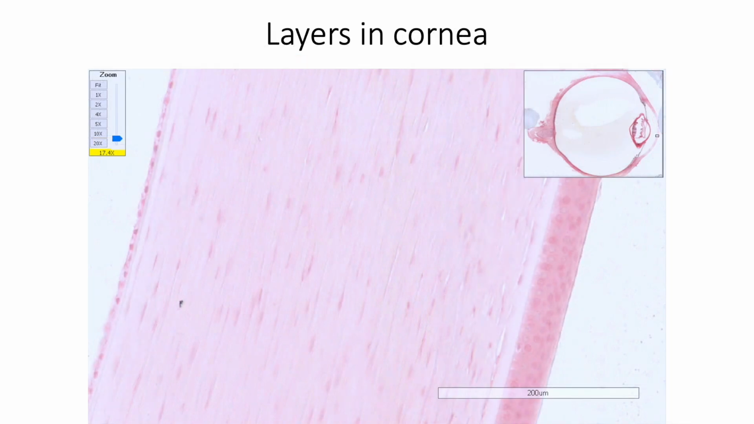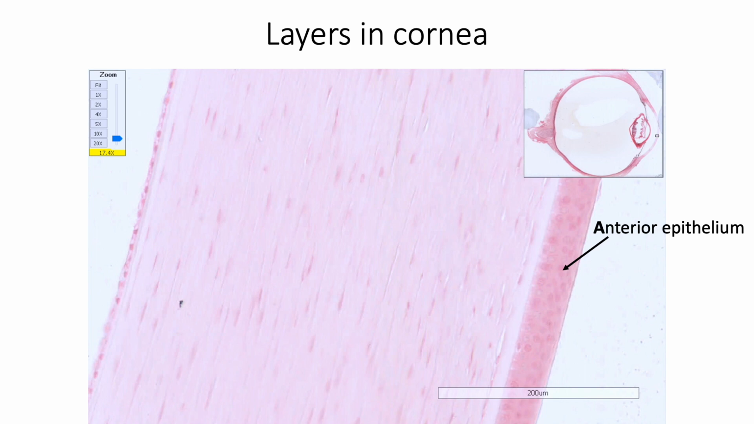The outermost layer is the anterior epithelium made of stratified squamous non-keratinized epithelium. It shows about 5 to 6 layers of cells. Basal cells are the low columnar cells with round or oval nuclei, followed by 2 to 3 layers of polyhedral cells, and superficial cells are the squamous cells with flattened nuclei. Microvilli and microplicae are found on the surface epithelial cells, which help in retaining a thin film of tear to keep the corneal surface moist.